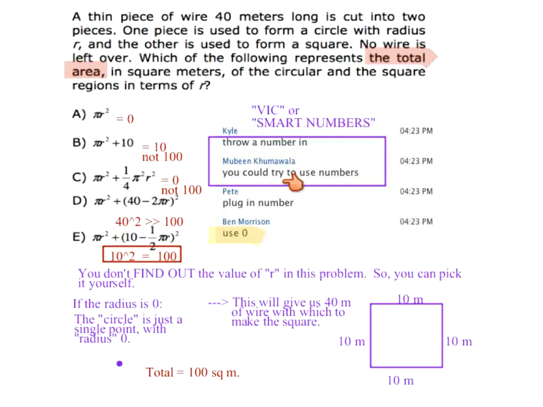Any questions about this method? What do you guys think when you do this? Let's say that choice B, or choice A, or one of the early choices gave me 100. Would I have to keep plugging into the other choices? Yes or no? Tell me in the chat box. If you get the answer you're looking for, do you have to keep plugging in? So yes, you do. You have to.